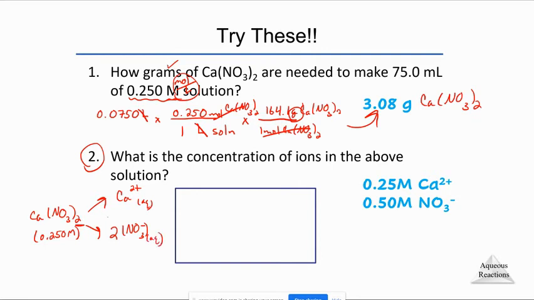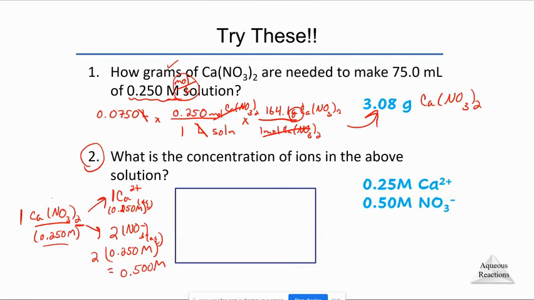And so when I'm looking at concentration, I see that I have a 1-to-1 ratio between my formula unit for calcium nitrate and the number of calcium ions. So that molarity is going to actually stay the same. That's going to give me 0.250 molar for that particular ion. But I have double the amount of nitrate ions. So I'm going to double the concentration, 0.250 molar times 2. So that gives me a total of 0.500 molar for my nitrate.